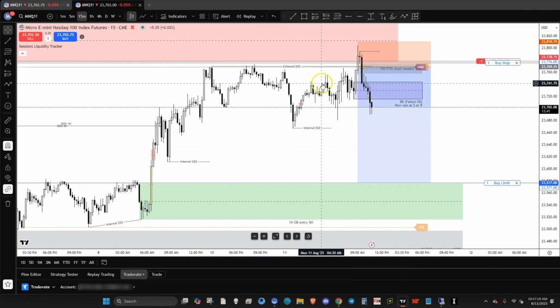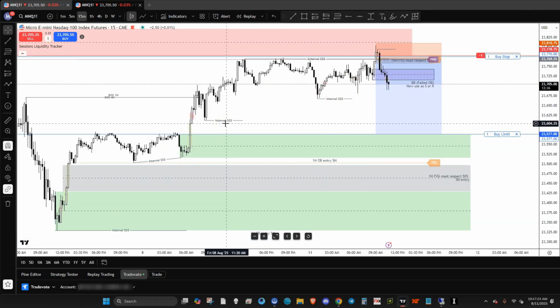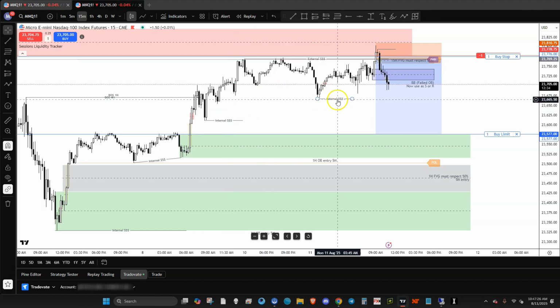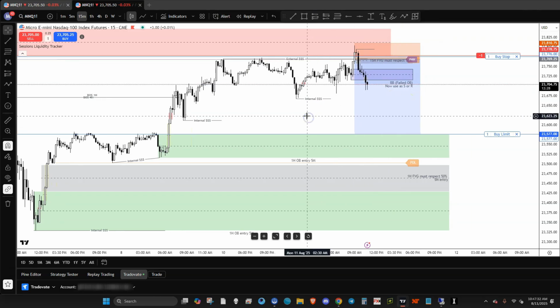We eliminated them. Now we are going for the buyers. So pretty much that's how the market moves. Market moves from internal liquidity to kill external, external to kill internal. That's pretty much it. If you can remember that, you're going to be pretty much ahead of the game, ahead of other people.